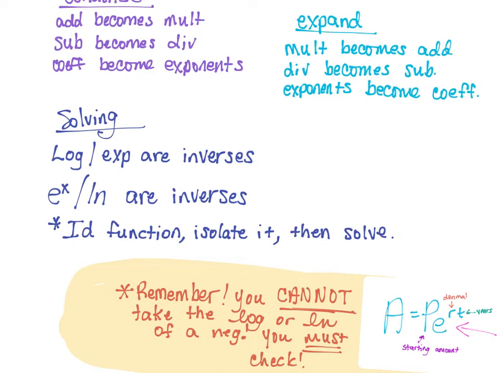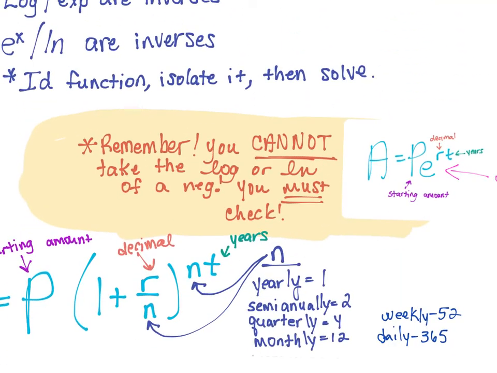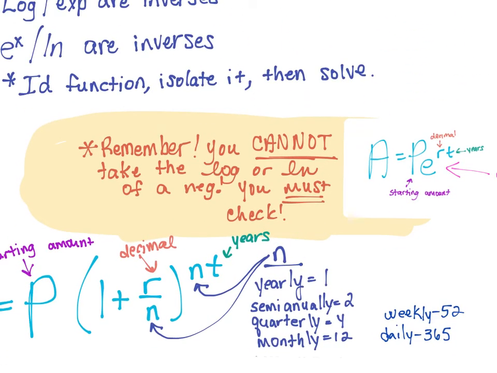I'm going to tell you guys as we go through this, you need to identify the function, isolate the function, get it by itself, then solve. And remember, you cannot what? Cannot take the natural log or the log of a negative number. If you get x equals a number, plug it back in. You should be able to check it.